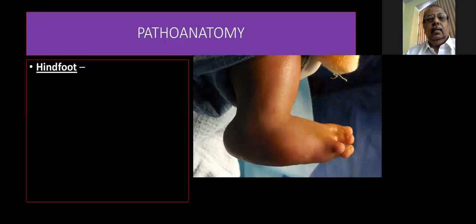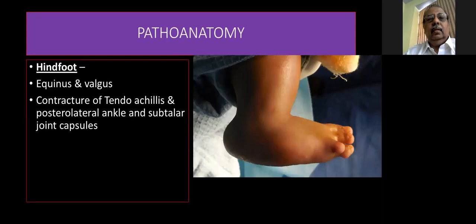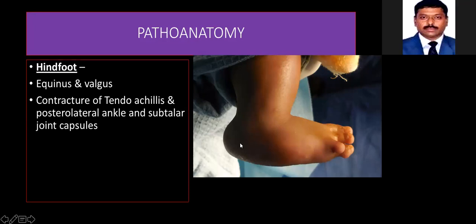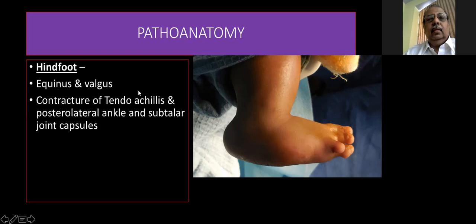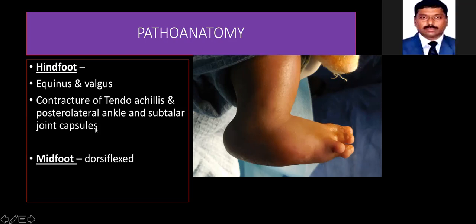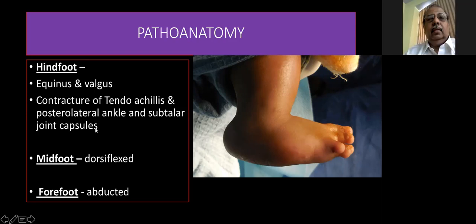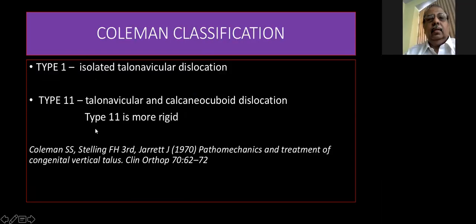So if you look at the pathoanatomy, what is happening to the hind foot? I have already said equinus and valgus. So the tendo Achilles is tight and the structures on the posterolateral ankle and subtalar joint capsules are tight. Okay. In the clubfoot, you have got the medial structures, posteromedial structures. Here you have got the posterolateral structures which are tight. In the midfoot, what is happening? There is dorsiflexion. In the forefoot, there is abduction.